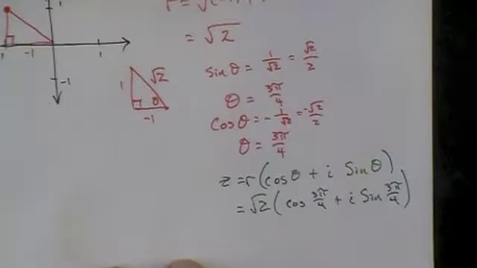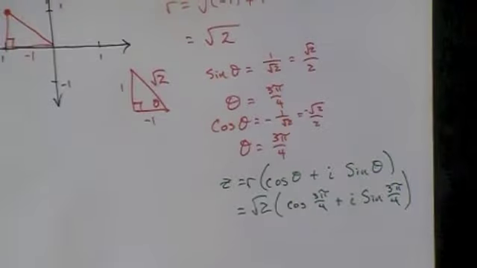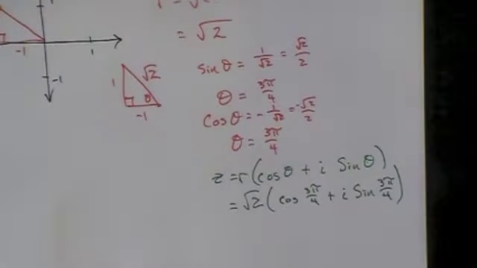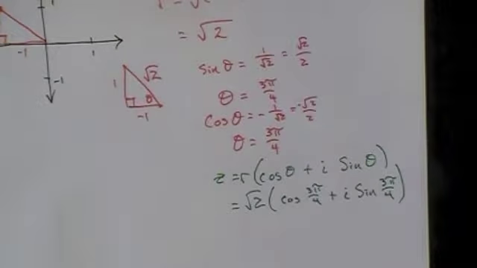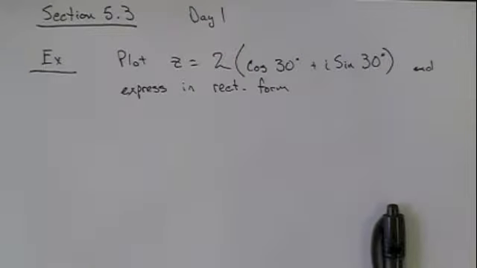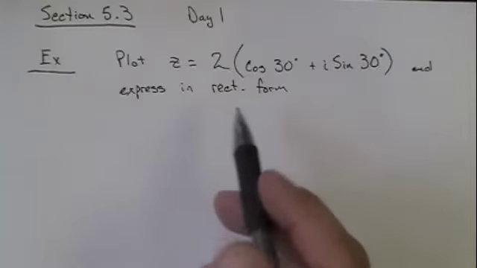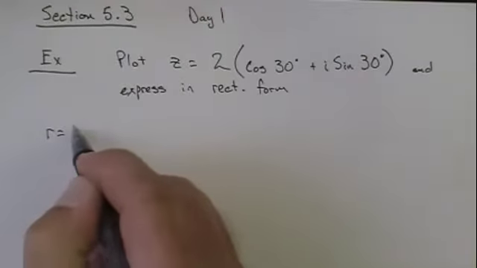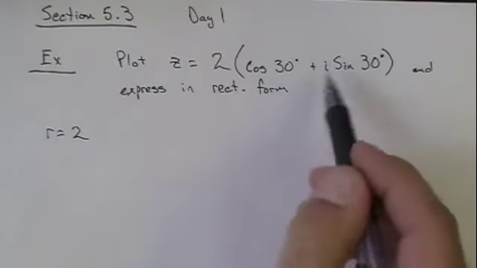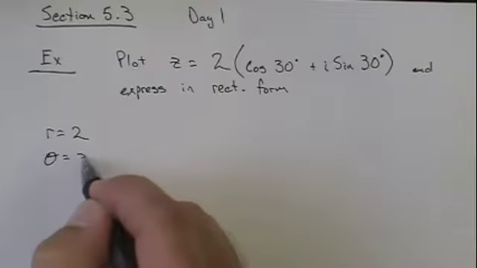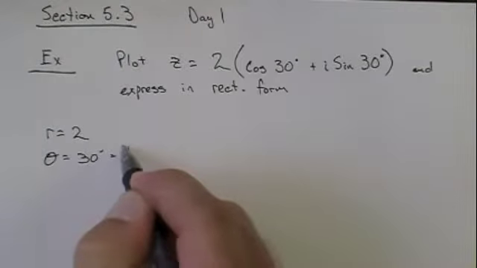And so that would be our expression for z written in polar form. For this example, we're given z in polar form and asked to plot that as well as write it in rectangular form. First of all, based on the way it's written, we know that our r value is equal to 2. That's what we get from this. And that our theta is 30 degrees, which is pi over 6.